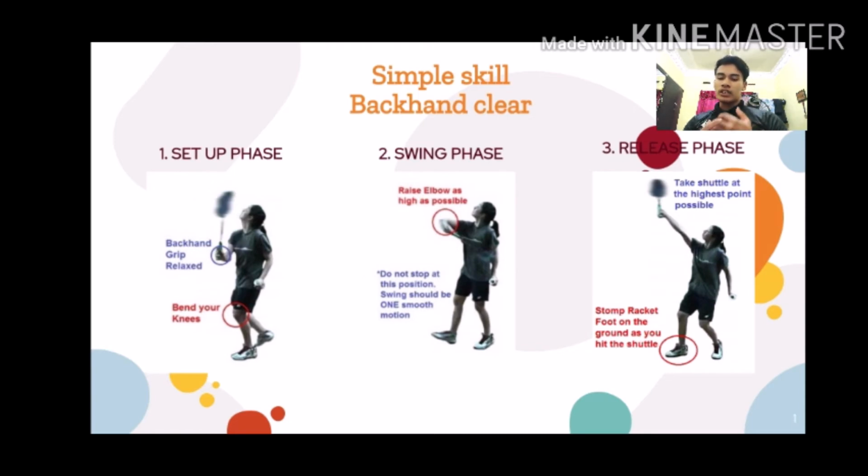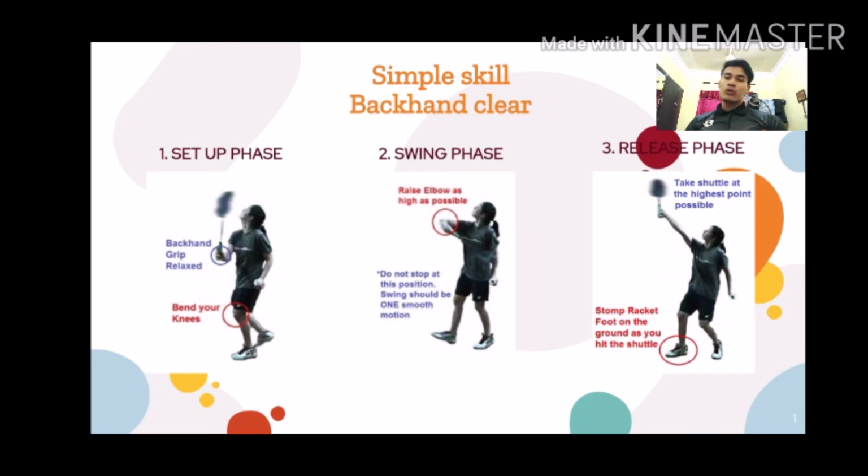And then aim at the shuttle to get ready to hit by raising his elbow as high as possible, and he needs to take the shuttle at the highest point possible by adjusting the arm. It means that in this phase he must aim at the shuttle, and raise his arm and his elbow as high as possible to perform the backhand skill.